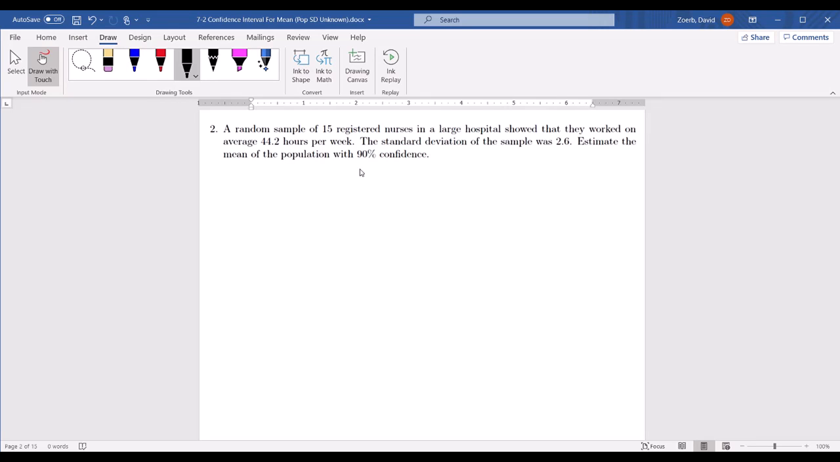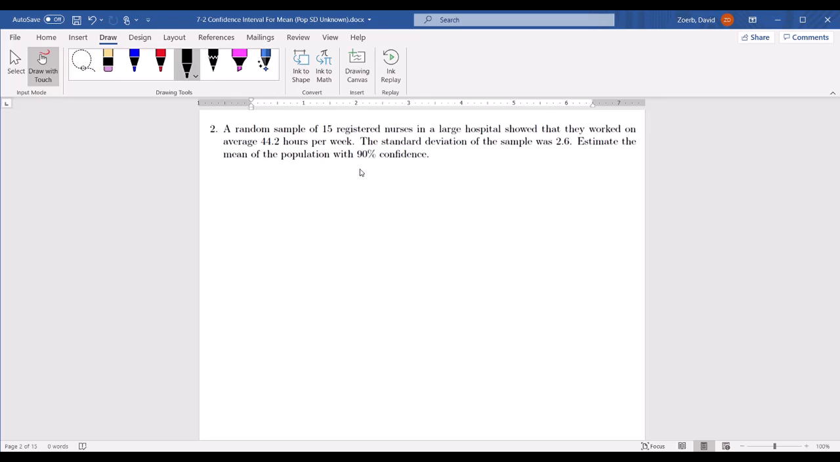So this number 2 says, a random sample of 15 registered nurses in a large hospital showed that they worked on average 44.2 hours per week. The standard deviation of the sample was 2.6. Estimate the mean of the population with 90% confidence.